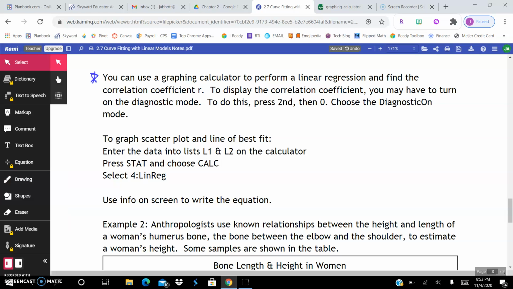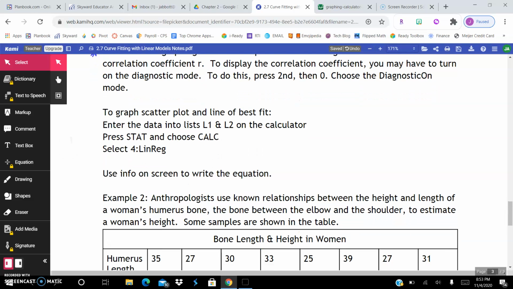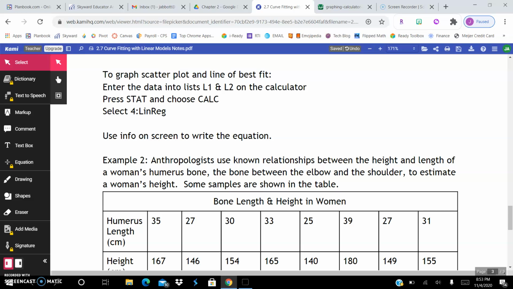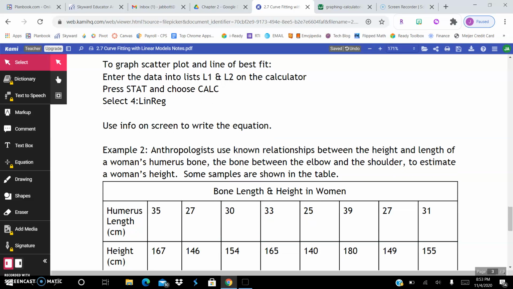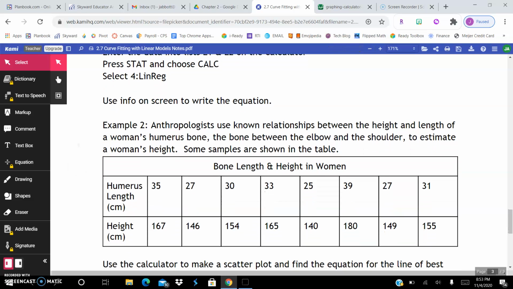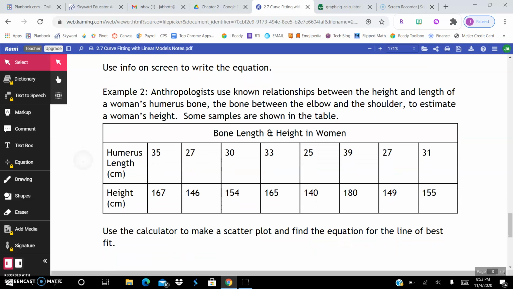For those of you at home, you can use the Desmos graphing calculator and you don't have to do any of this. So to graph a scatter plot and the line of best fit, these are the steps we're going to use in face-to-face class using our graphing calculators at school. For those of you online, the graphing calculator I'm going to show you here does all of the work, and it's pretty simple.